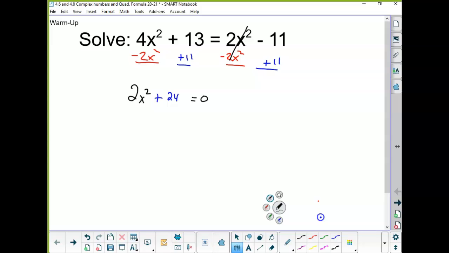Now, you might see one thing here, that I can divide all pieces by 2. And again, I want to emphasize this is not the only way to solve it, and you may approach it differently. But when I do that, I end up with x squared plus 12 equals 0.